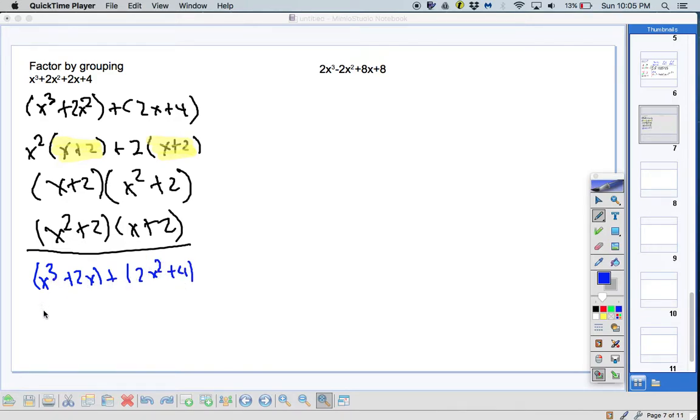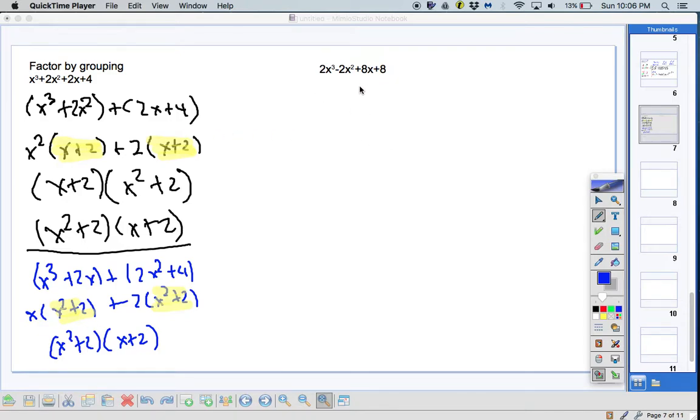So in this case we have an x in common, so I bring the x out and I'm left with x squared plus 2. In this case, we have a 2 in common, and that leaves us an x squared plus 2. And just like before, we got a pair of things in common. So we're going to bring them out, x squared plus 2, and x plus 2 is the other term. Okay, so it doesn't matter which one. Sometimes one way works and the other way doesn't. In this case, it works both ways.